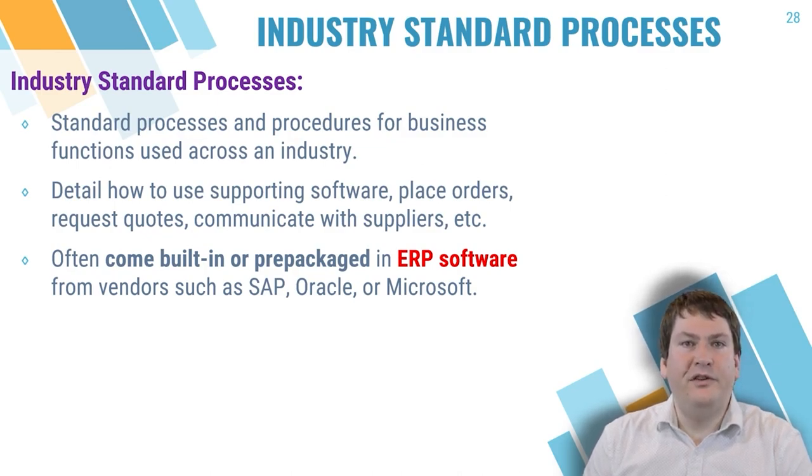Well, they're processes and procedures for performing common business functions that are used by multiple organizations across a whole industry. They detail how to use supporting ERP software, how to place orders, request quotes, communicate with suppliers, and much, much more. They essentially cover all functions and activities of a business. These standard processes often come built in or prepackaged with ERP software from vendors like SAP, Oracle, and Microsoft. So when you're buying an ERP system for your business, you not only get the ERP system itself, you also get a set of proven procedures for using the system and performing your business activities.